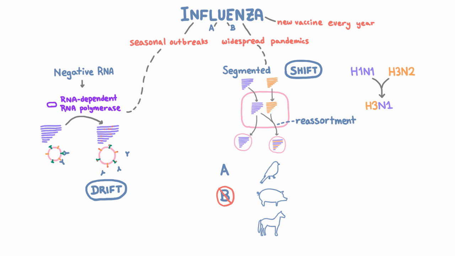And as an example, do you remember the swine flu? So that was the most recent pandemic in 2009, and that was a reassortment of avian, swine, and human viruses. And that reassortment event that we talked about happened in a pig, and that's why it was called swine flu. And that could never have happened with influenza B, which does not infect animals.